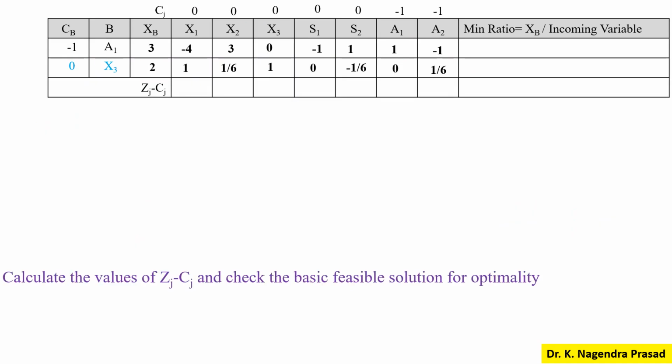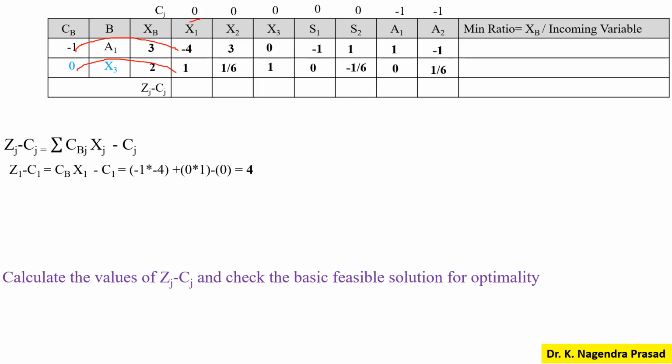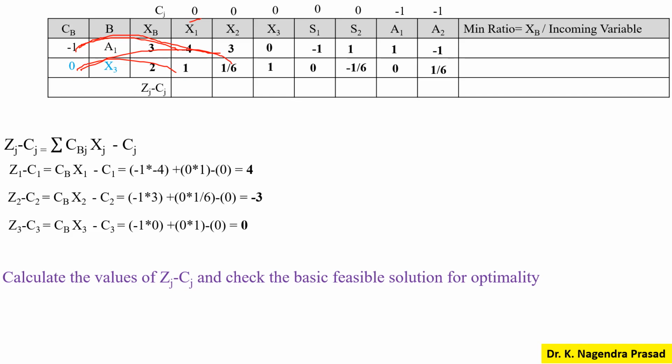So next to calculate the Zj minus Cj values and to check the basic feasible solution for the optimality. First we calculate the Z1 minus C1 for the first variable, that is x1. It is the minus 1 into minus 4 plus 0 into 1 minus 0. This value is the 4. Next Z2 minus C2 for the x2 variable, that is minus 1 into 3 plus 0 into 1 by 6 minus 0. This value is the minus 3. Next Z3 minus C3 for the x3 variable, it is minus 1 into 0 plus 0 into 1 minus 0. It is the 0.